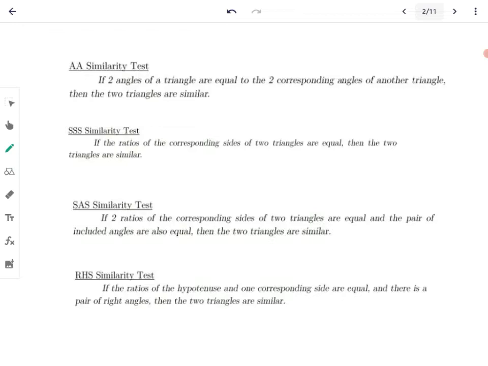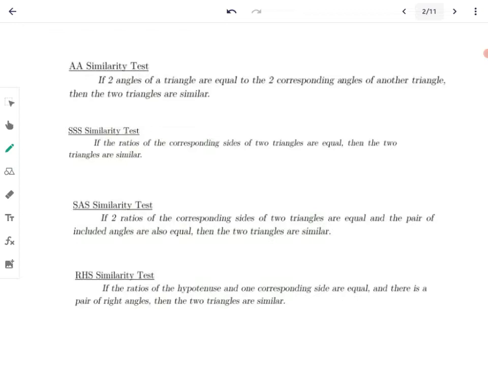In the SSS similarity test, it says that if the ratios of the corresponding sides of two triangles are equal, then the two triangles are similar. So it's actually the number 2 property of similar figures. Then the third one is the SAS similarity test. If two ratios of the corresponding sides of two triangles are equal, and the pair of included angles are also equal, then the two triangles are similar.